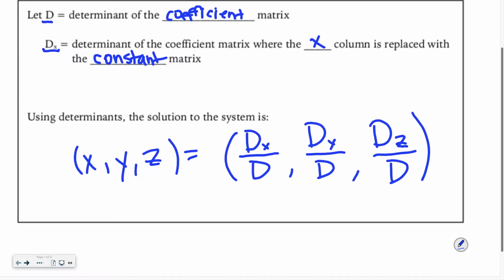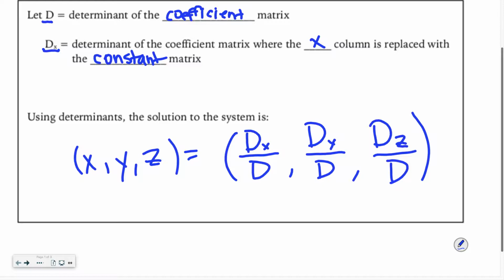So we find our determinants, and then we create fractions out of them. Now, hopefully, if we have integer solutions, these will divide nicely. But is it possible to have non-integer solutions? Yes. This would be a pretty nice method if we did have non-integer solutions.